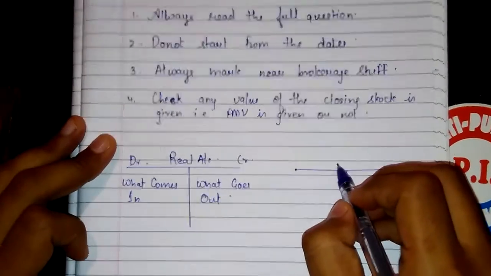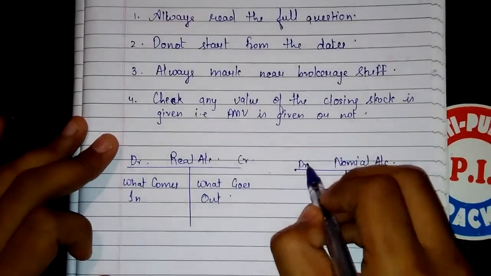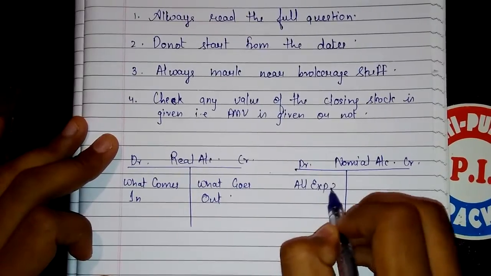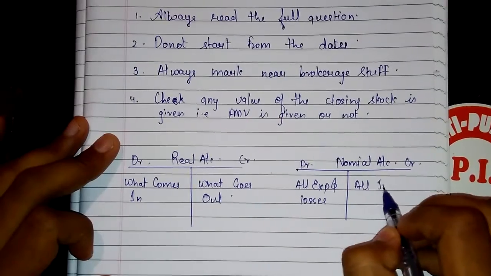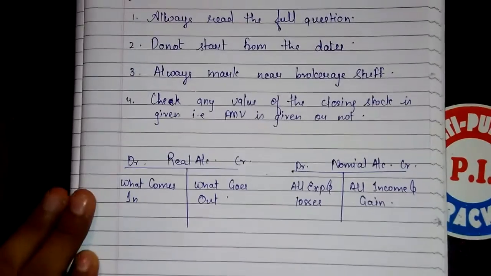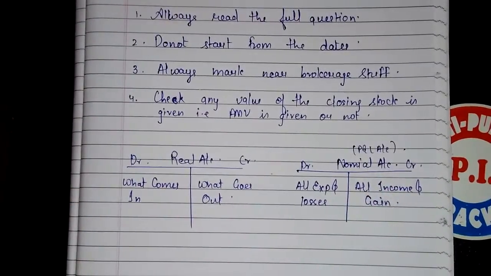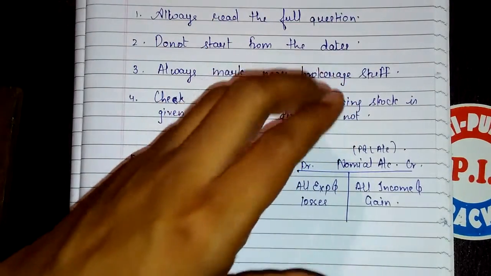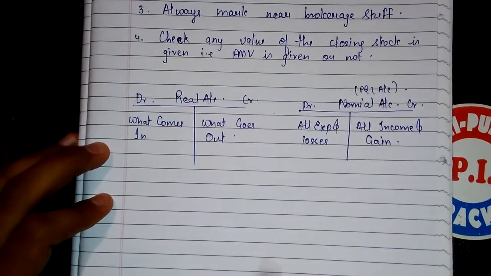Then we have nominal account, which is P&L account and all. Debit, credit. Debit all expenses and losses. Credit all income and gain. Okay, so I'll be writing P&L account over here. So if anywhere you think there is any profit or loss, how to post it, just see in this T ledger. Quite simple it is. You will never make a mistake over here.